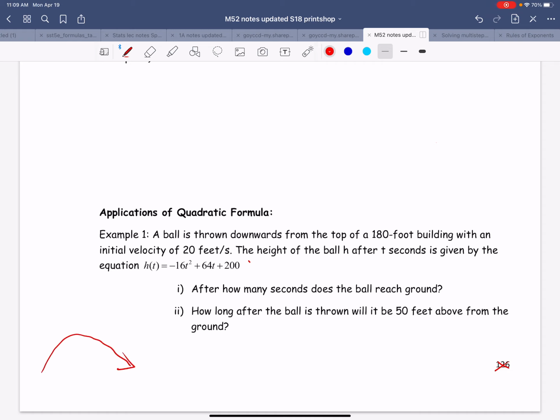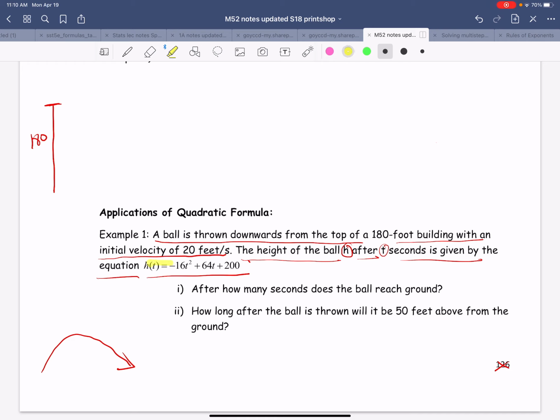It goes up for some time, then it starts falling down, the gravity pulls it down, and finally it reaches the ground. So in this example, the ball is thrown downwards from the top of a 180-foot building. So somebody is standing at 180-foot high building. The ball is thrown with an initial velocity of 20 feet per second. The height of ball h after t seconds is given by the following equation.